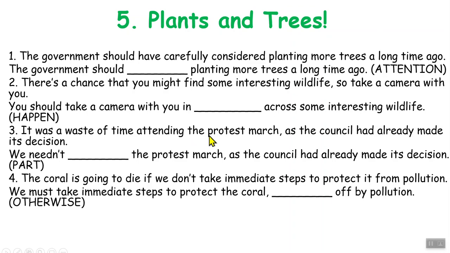It was a waste of time attending the protest march as the council had already made its decision. We needn't, so part, we know the connection there, to participate. We have a phrasal verb, to something, part, and preposition, the protest. And number 4, the coral is going to die if we don't take immediate steps to protect it from pollution. So using the word otherwise, another phrasal verb to mean that it's not going to survive. Okay, so we'll go through that in the lesson.